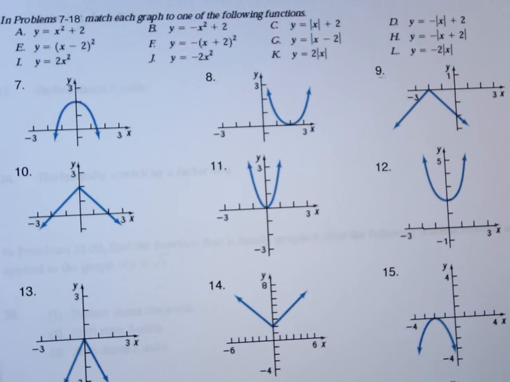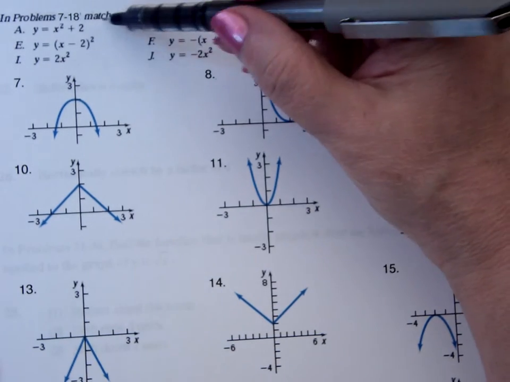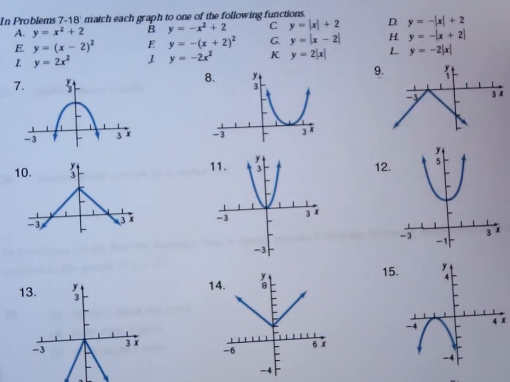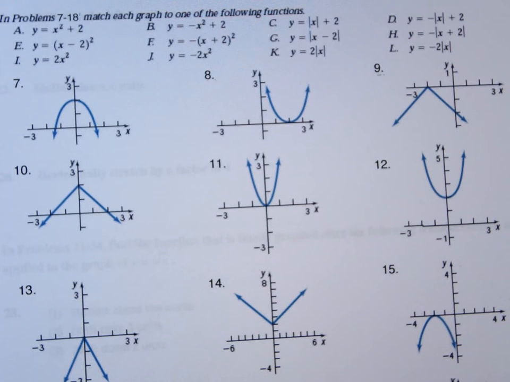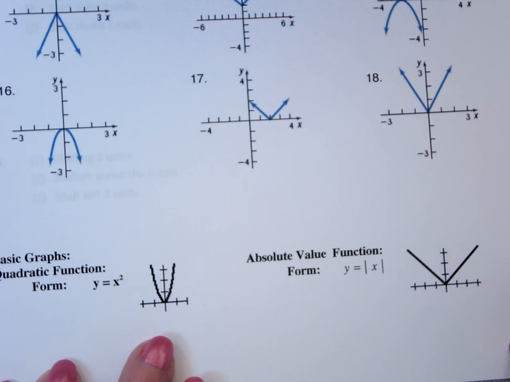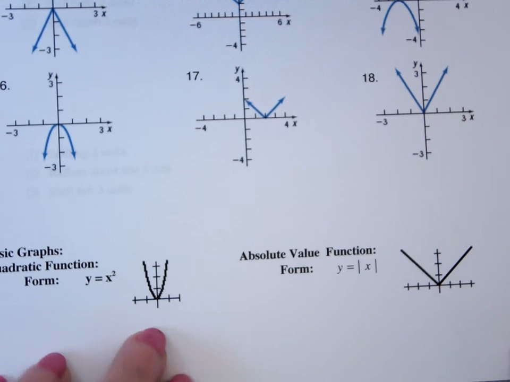Okay. So it says match the graph, each graph to one of the following functions. The first thing I do is I go to look to see, because I know I'm dealing with the basic functions. And the two basic functions they have are the ones down here at the bottom of the page. Y equals x squared and y equals the absolute value of x.